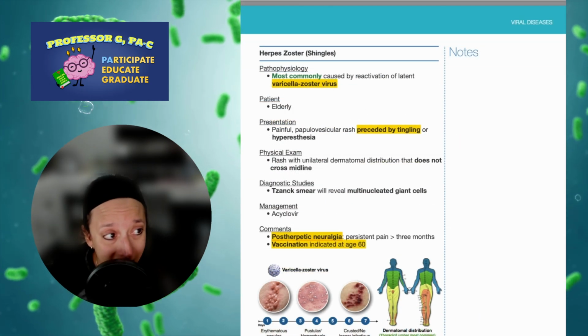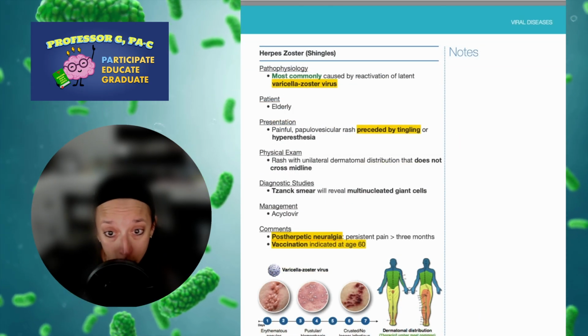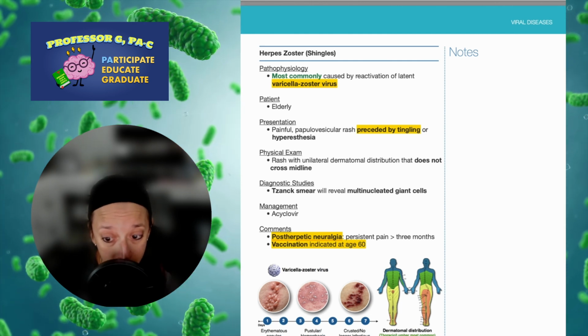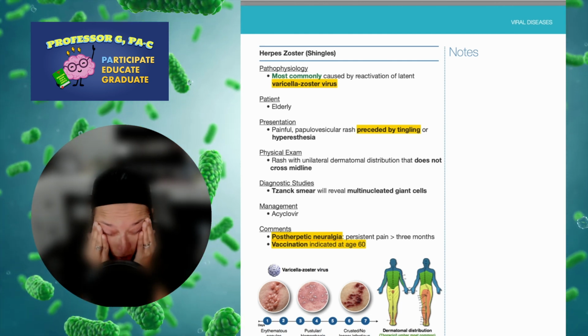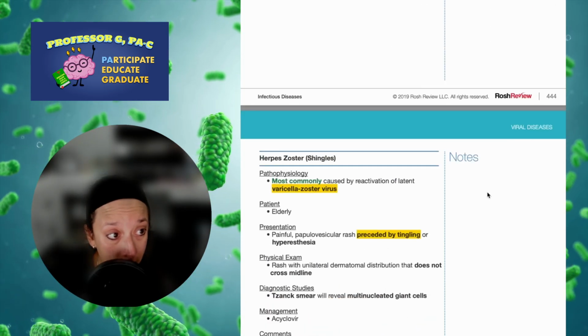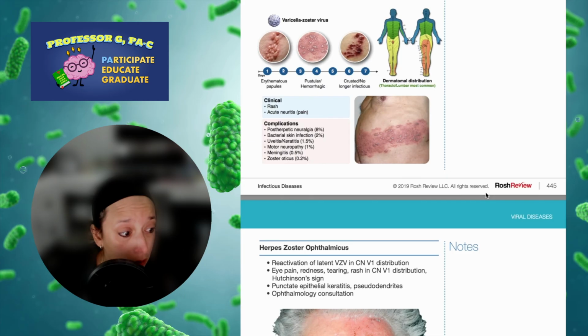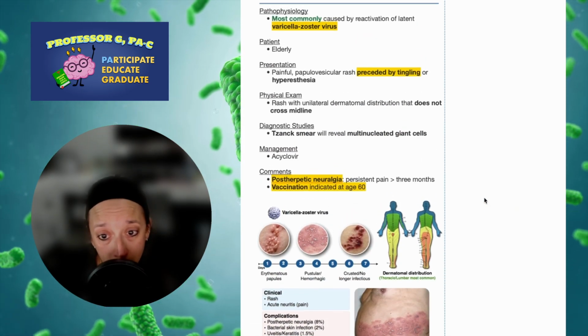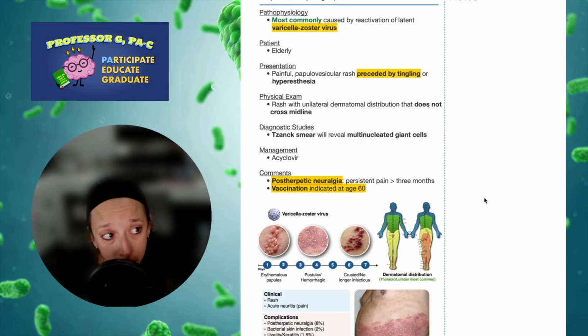All right, another herpes on the list. This is herpes zoster, or shingles. This is reactivation of the varicella zoster virus. And it's usually along a dermatomal distribution, meaning it picks a nerve and hangs out on that one side of the nerve. It comes from chickenpox, so first, I guess we should talk about that.